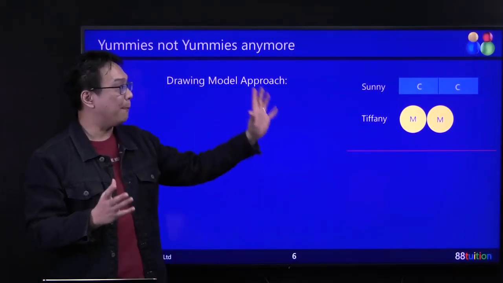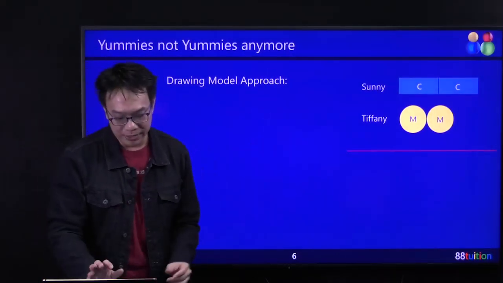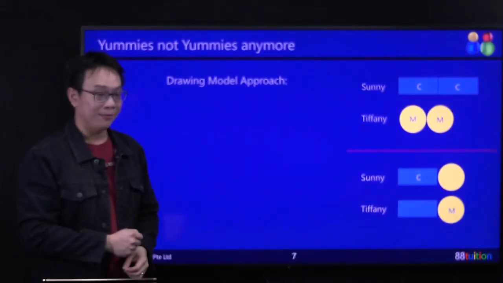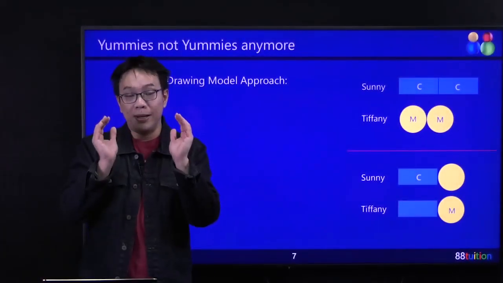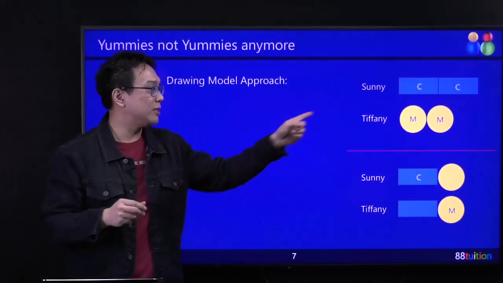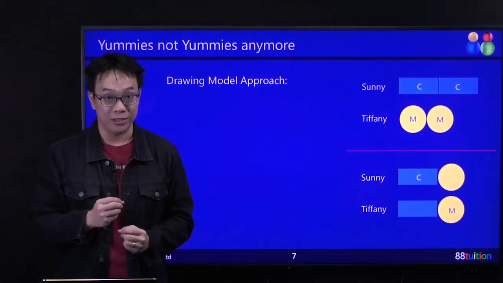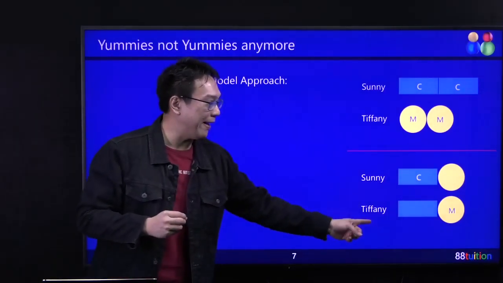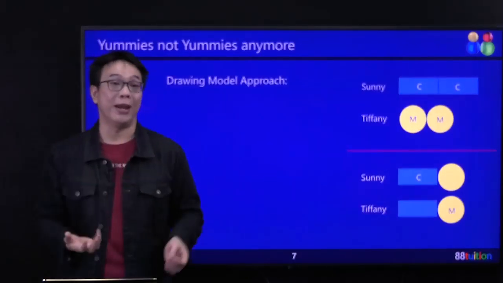Can? So what happened after they do their exchange? This will happen. Can you see? Sunny will still remain with half of her candies and she'll receive half of the muffins from Tiffany, right? And the total, can you see, is the same, because they just do an exchange.